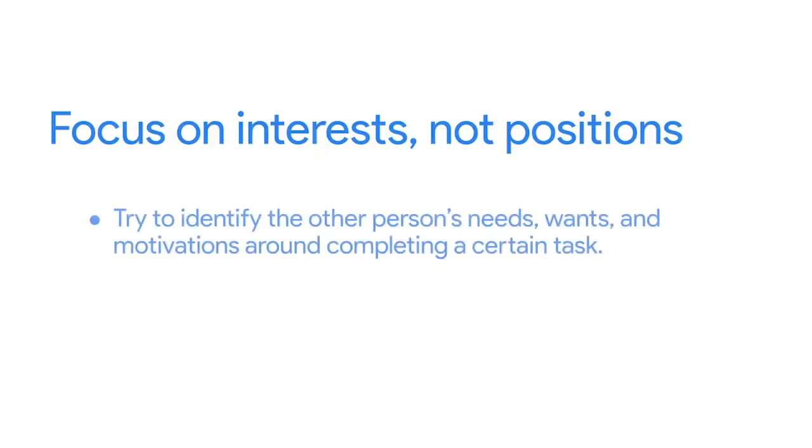Here, the goal is not to win. Instead, try to identify the other person's interests, their basic needs, wants, and motivations around completing a certain task. You might be working with a task expert who cares deeply about completing the task with a high degree of quality. But you're concerned that if you don't meet the deadline, the quality of the work won't matter. You can ask if there are any areas of quality they'd be willing to compromise on that would shorten the schedule estimate, but still allow them to complete the task to an acceptable degree.